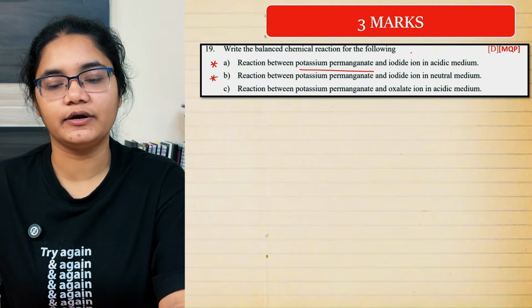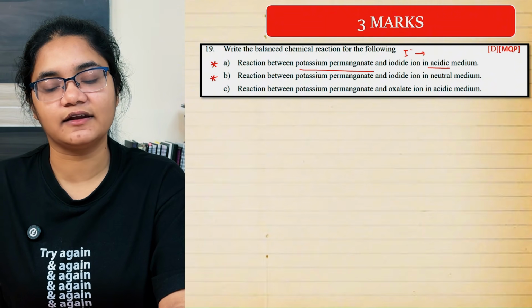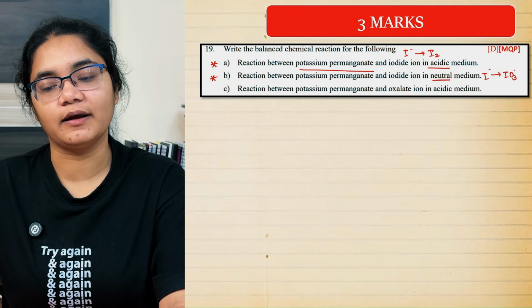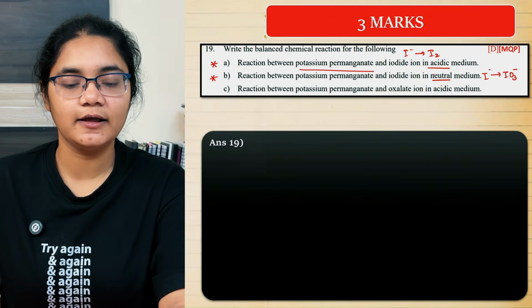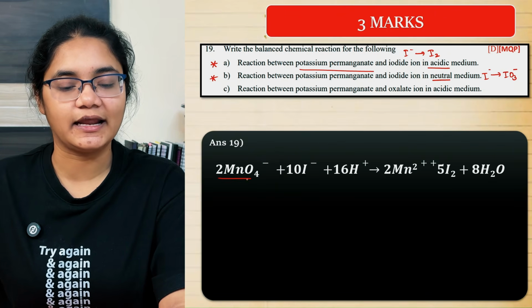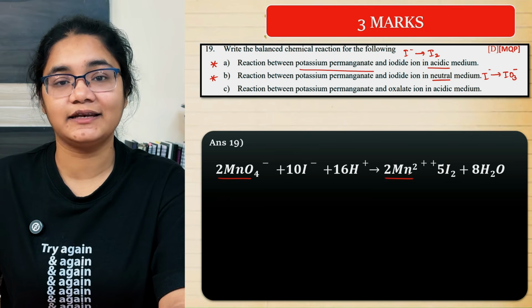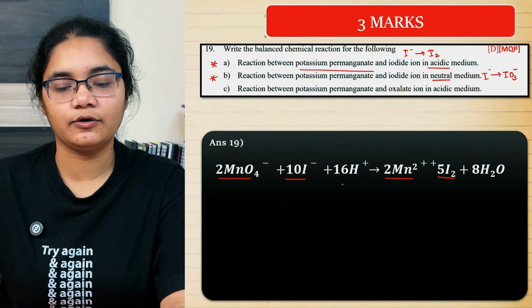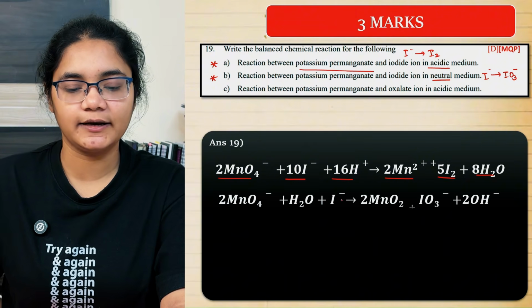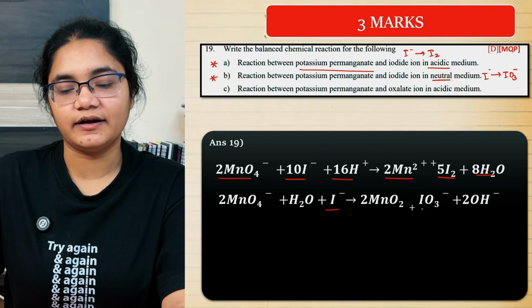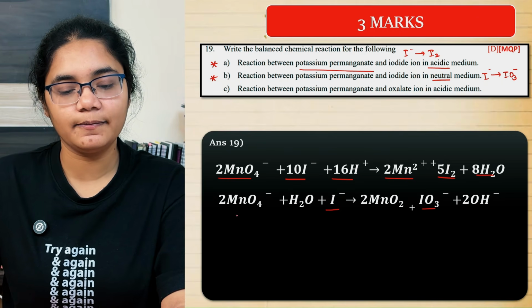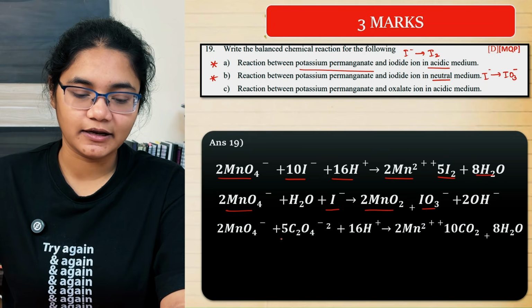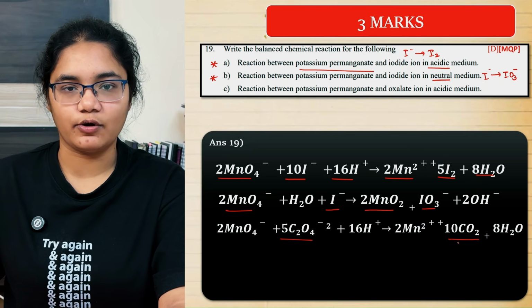For iodide, in acidic medium I- gets converted to I2, but in neutral medium I- gets converted to IO3-. We will see that here. MnO4- gets converted to Mn2+ in acidic medium and MnO2 in neutral medium. So I- gets converted to I2, with H+ and water. Next, I- gets converted to IO3- in neutral medium, and MnO4- gets converted to MnO2. Then in acidic medium, oxalate ion gets converted to carbon dioxide.